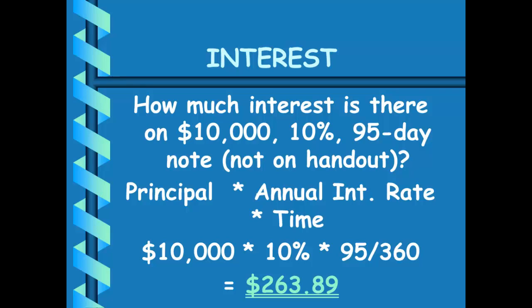Here's what I don't want you to do. I get some people who decide to do what's on the right of that equation first. They take 95 divided by 360, and that gives you 0.26389 actually. And they say, that's like 26%. So they go 10,000 times 10% times 26% and they get 260. They're close, but are they exactly right? No. So the only place I want you to round is when you get your very final answer, round it to the nearest penny. Principal times rate times days divided by 360.